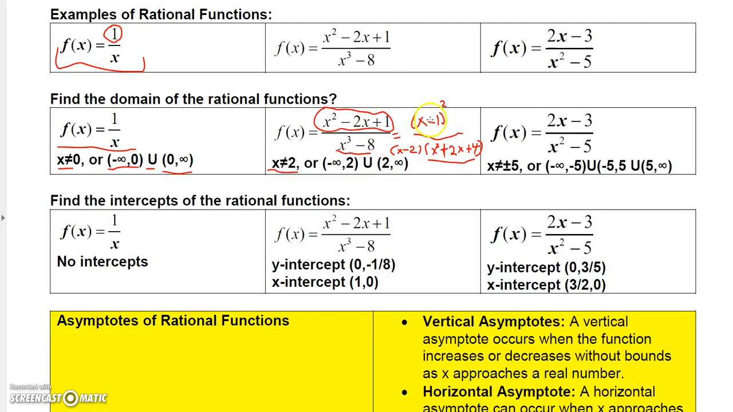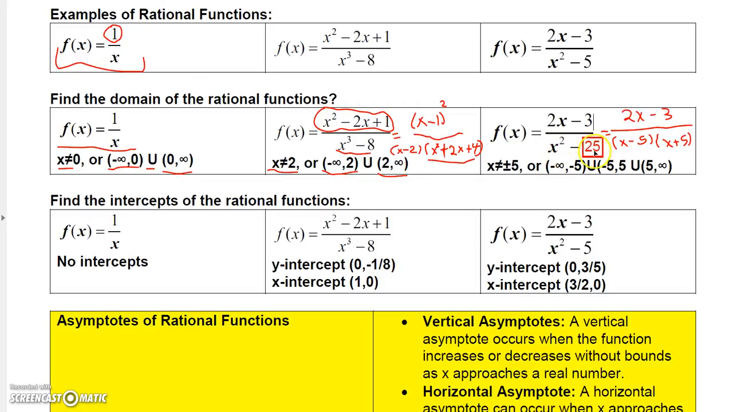Now, some students would say, well, what about x equals 1? Well, if x is 1, that will make the numerator 0, and it's okay to have 0 in the numerator as long as you don't have 0 in the denominator. So x equals 1 would not be a problem. That's not an issue. The only issue is x equals 2. So x cannot be 2, so the interval notation would be negative infinity to 2, union 2 to infinity. That would be the domain.